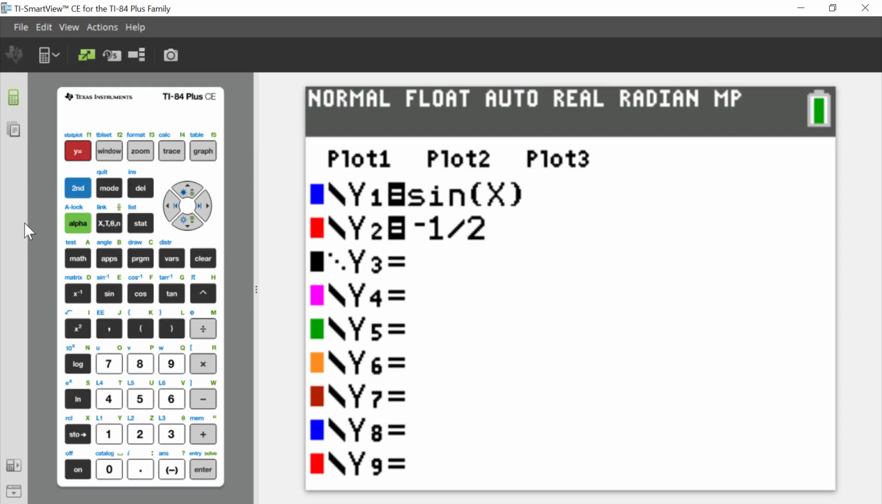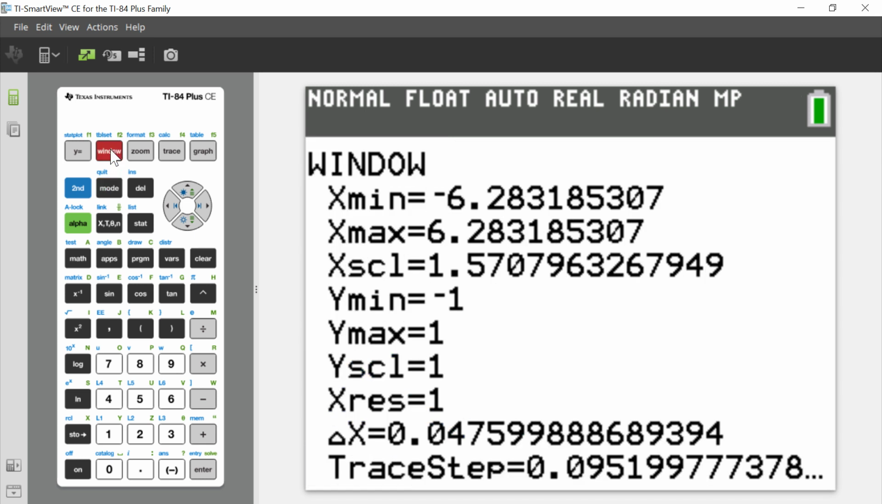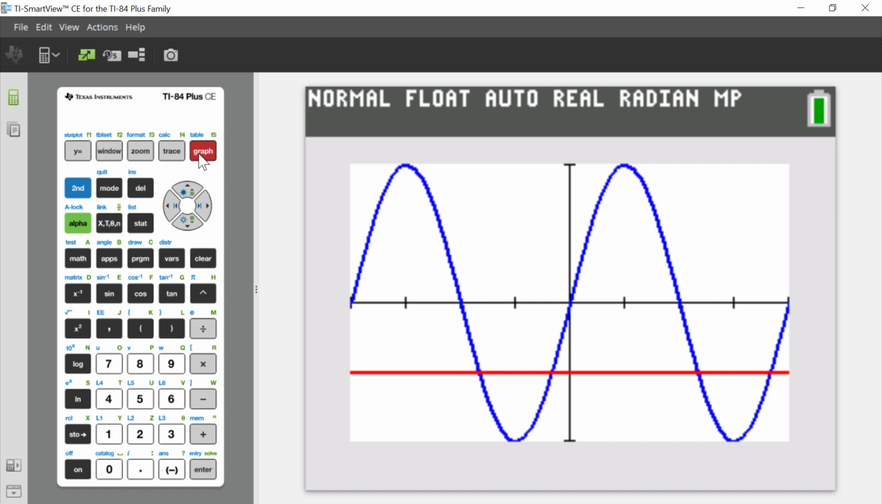Now, a quick reminder of how I would do this on the calculator is in y1, I would type sine of x, and in y2, I would type negative 1/2. So I'm graphing the left and right hand sides of my equation. I would hit the mode key and just make sure that I'm in radian mode. We can see on line 4 that we are. Then I would hit the window key and set negative 2 pi to 2 pi as my x-min and x-max, and my y-min and y-max as negative 1 to 1. Hitting the graph button, we now have the graph of y equals sine x and y equals negative 1/2.